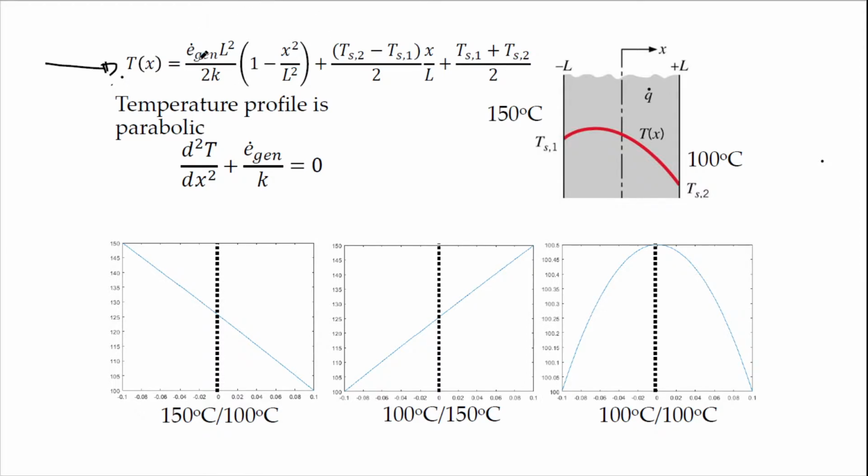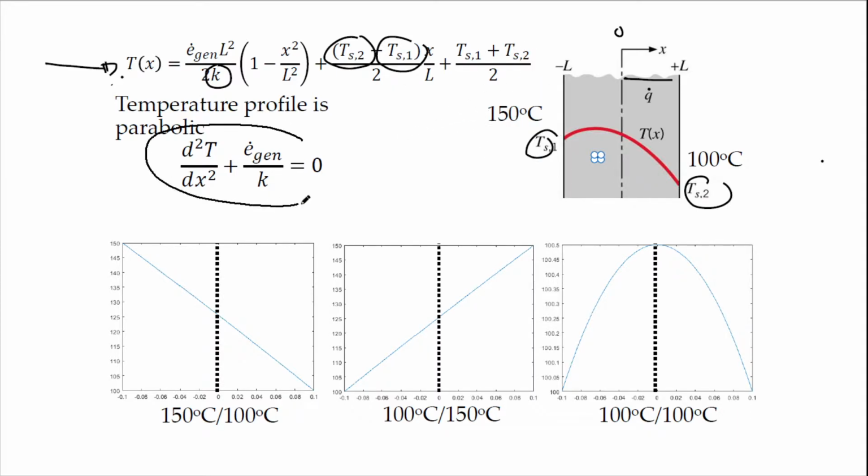E gen is normally given in watt per meter cube. L is the half length of the wall, because we start at the center. K is the thermal conductivity of the wall or the material that you are investigating. This TS2 is the boundary condition S2, TS1 is here, and then the rest is a basic equation.